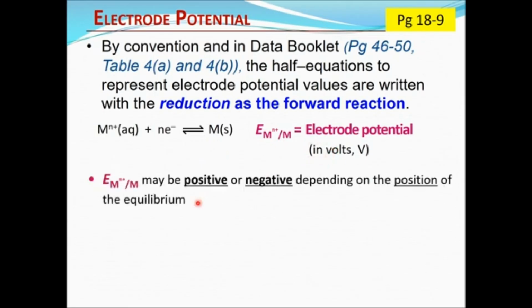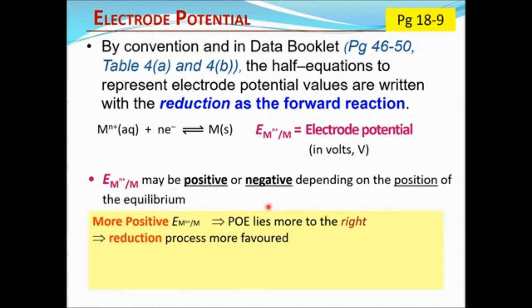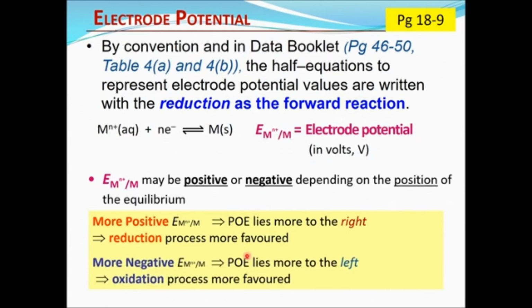Okay, and the value may be positive or negative depending on the position of equilibrium. So the more positive the value means the forward reaction is more likely to occur. The position of equilibrium lies more to the right. That means the reduction process is more favored. Whereas the negative value, on the contrary, means the position of equilibrium lies more to the left. So the reverse reaction is more favored. That's the oxidation process.